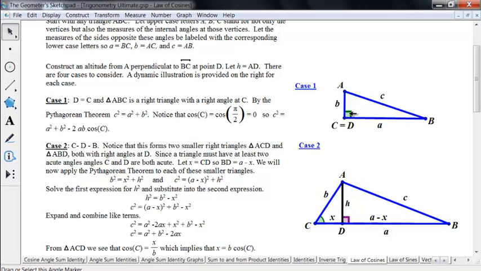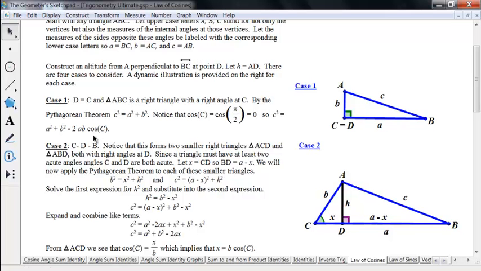Well, in this case, angle C and angle D are both the right angle there. This is BA. Okay. So notice that cosine of angle C is the cosine of pi over 2 radians, or cosine of 90 degrees, which is 0. So c squared equals a squared plus b squared, basically minus 0, from the Pythagorean Theorem. So this does still work here because this cosine of C is 0.